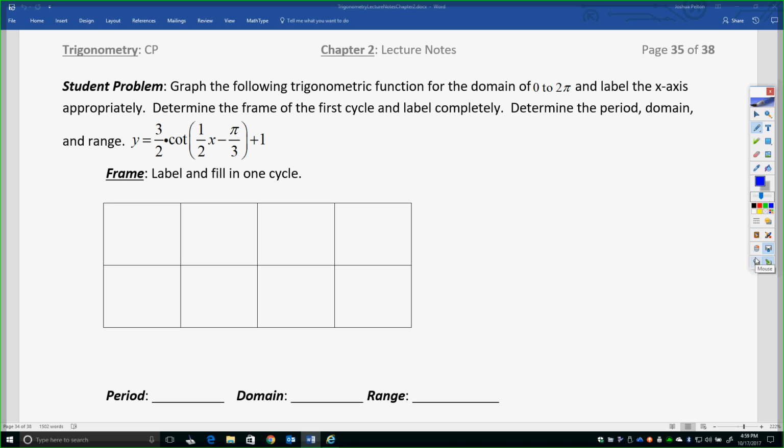Okay, next one's cotangent. So again, asymptotes on the end. We need to figure out our values. So A is 3/2, B is 1/2, C is negative pi over 3, and D is 1.